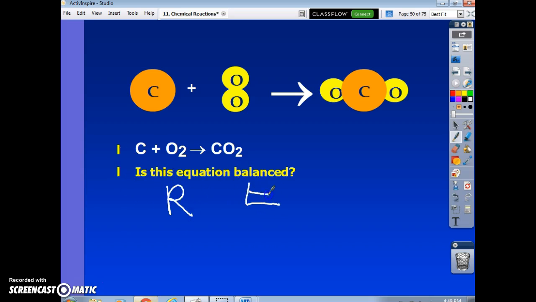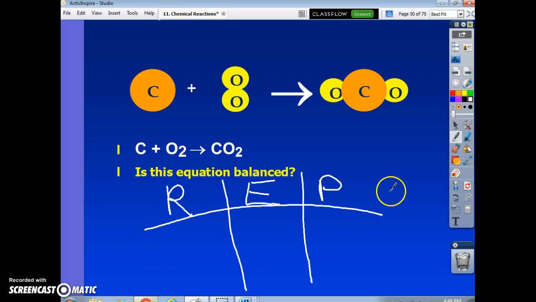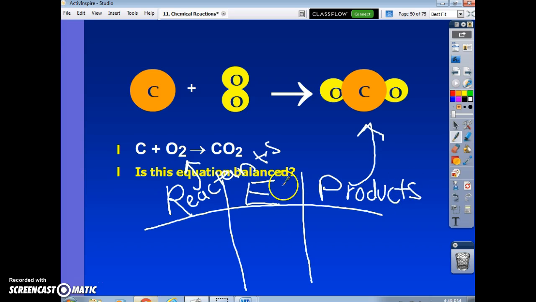R, E, P. Put little lines here. Put a line below it. And we made a REP table. So R, what do you think it stands for? It's these guys on this side of the equation. Reactants. P, what do you think it stands for? These guys on this side of the equation. Products. And the E stands for elements.